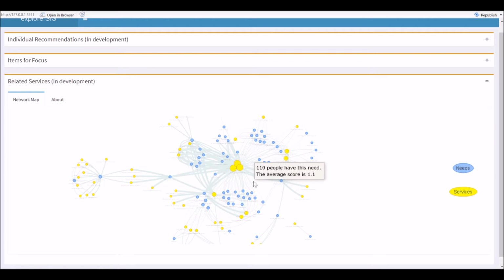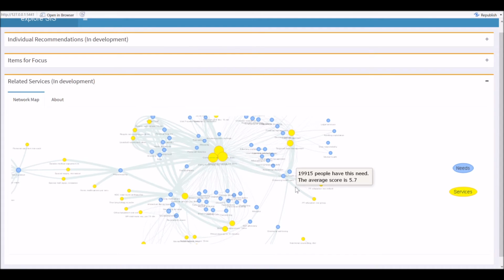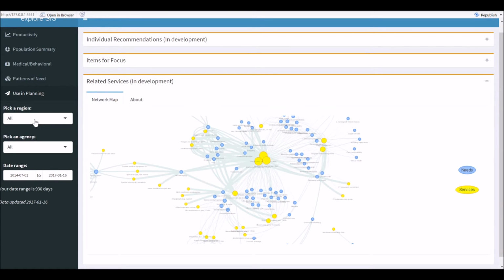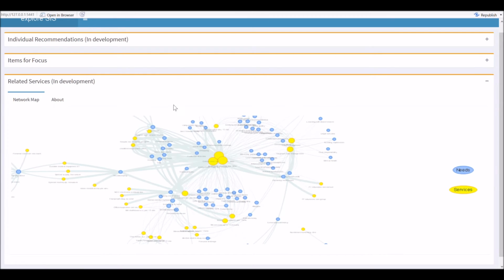Now the size of a node for services, all the nodes for needs are the same size. The size of a node for services corresponds to the number of different needs that can be addressed using that service. So you'll see that there are some large services and there are some small services. The size of the sort of the band that connects the nodes to each other. So you'll notice that some of these have relatively thick bands and some of them have relatively thin bands. The width of that band corresponds to the number of people who have that need. And obviously, if you select your region, that should show you the number of people in your particular region or CMH who have that need.